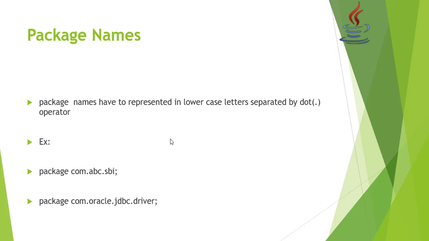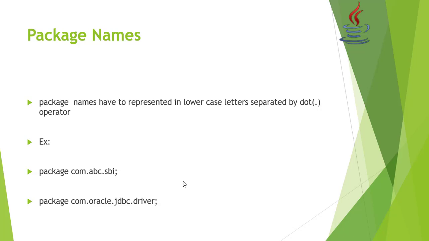Package names. Whenever you are writing package names, the package statement should be the first executable statement in a Java file in your Java application. Generally, all the package names have to be represented in lowercase letters separated by the dot operator. The first one is the domain name, ABC is your company name or organization name, and SBI is the module name or your project name. See, com.oracle.jdbc.driver. Here com is the domain name, oracle is the company name, jdbc is the project name, and driver is the module name. Like that you should write.